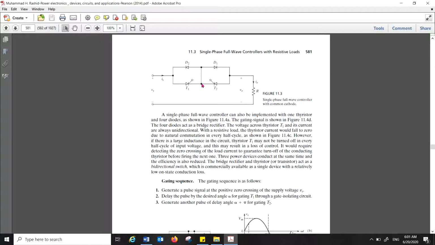Yeah, this is the cathode, this is the anode. So we get the gating signal. We need only one gating signal to control the thyristors.